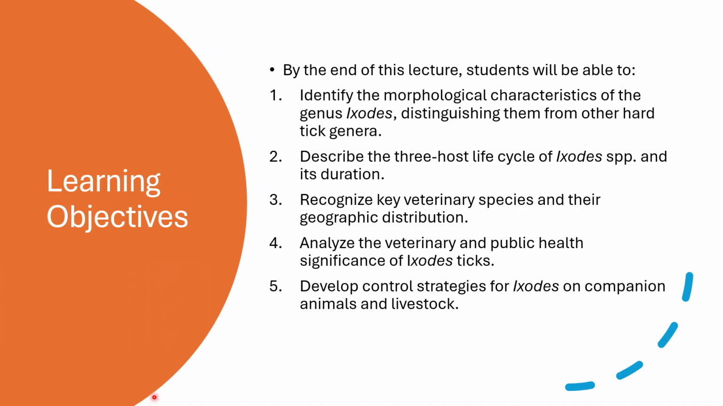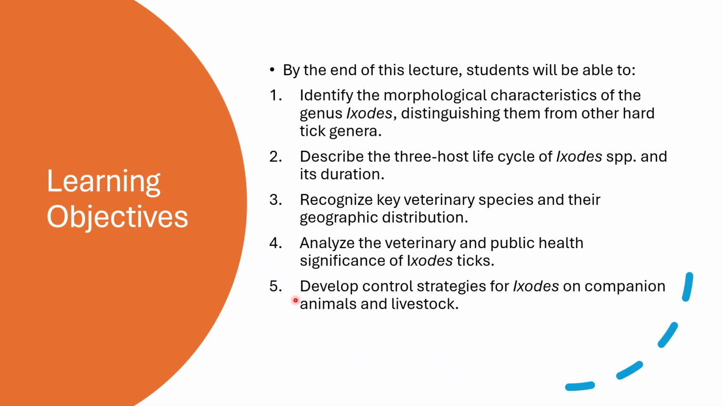For the learning objectives, by the end of this lecture, students will be able to: one, identify the morphological characteristics of the genus Ixodes, distinguishing them from other hard tick genera. Two, describe the three-host life cycle of Ixodes spp. and its duration. Three, recognize the key veterinary species of Ixodes and their geographic distribution. Four, analyze the veterinary and public health significance of the Ixodes ticks and develop control strategies for Ixodes on companion animals and livestock.